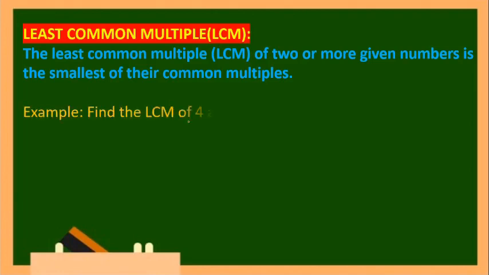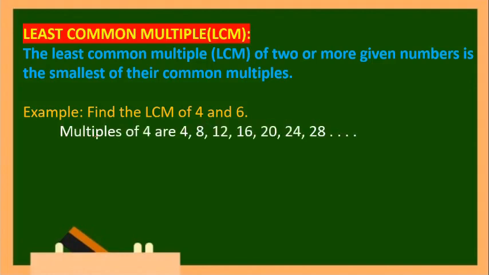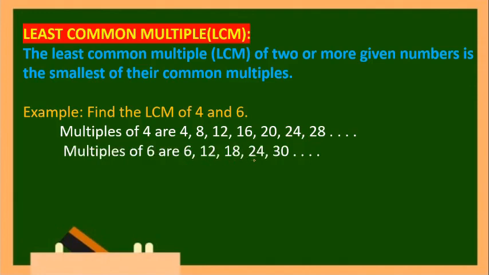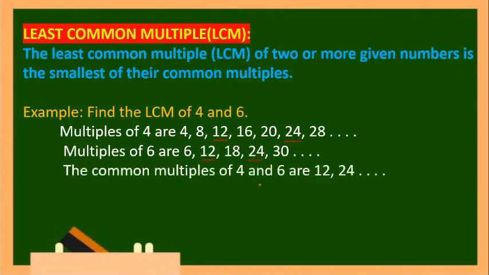Okay. Let us understand by an example. Find the LCM of 4 and 6. What are multiples of 4? 4, 8, 12, 16, 20, 24, 28. Same way, multiples of 6 are 6, 12, 18, 24, 30. First we should write common multiples: 12, 24 and so on. What are the common multiples we got? 12, 24.